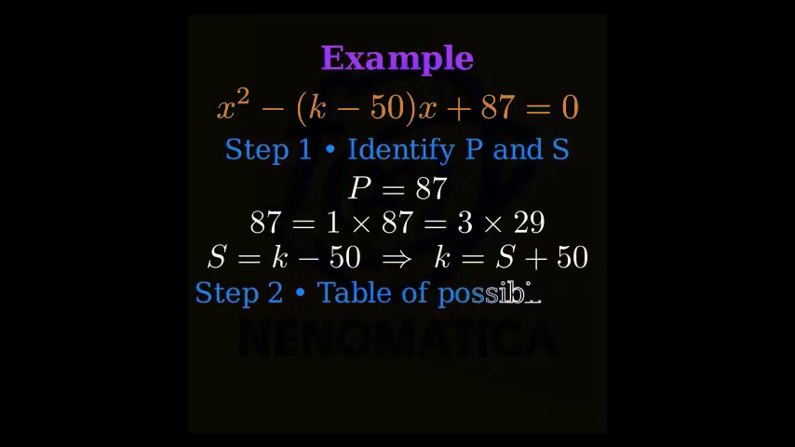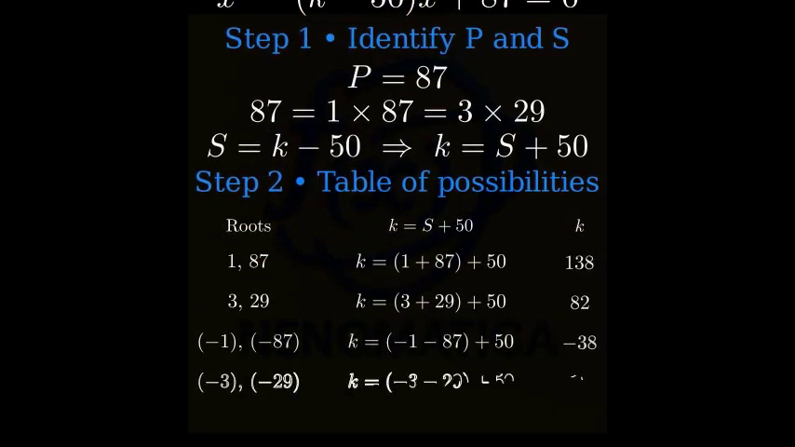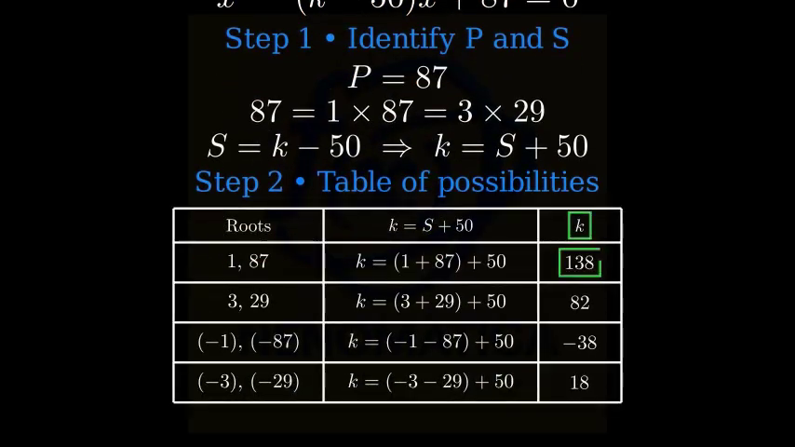Step 2. Make a small table. Use each factor pair as possible roots. Compute s as the sum of the pair. Then compute k equals s plus 50. We'll list 4 rows, the 2 positive pairs and their negative counterparts.